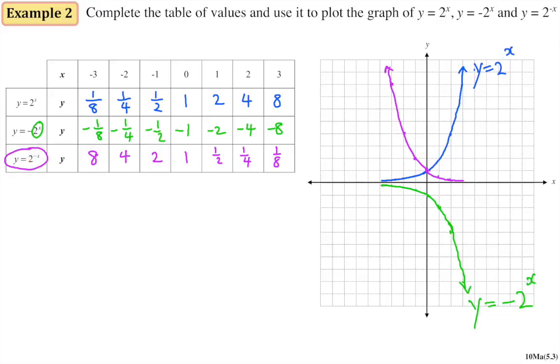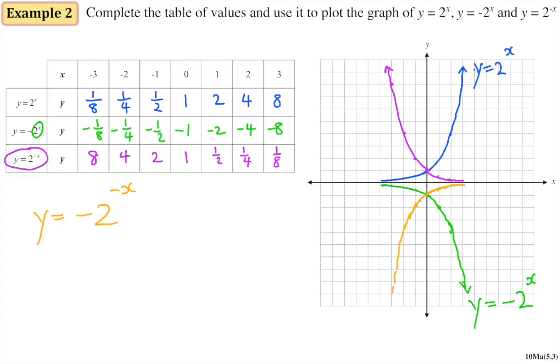Now, I wouldn't expect you to remember all of this, but I do expect you to be able to graph it from a table of values. There is one more graph I could draw. I could draw y equals minus 2 to the minus x. So I've got two minuses, and you might be able to just pick from symmetry. It'd actually be upside down one of the purple graphs, something like that. Okay, so that's an idea of what's going on there.